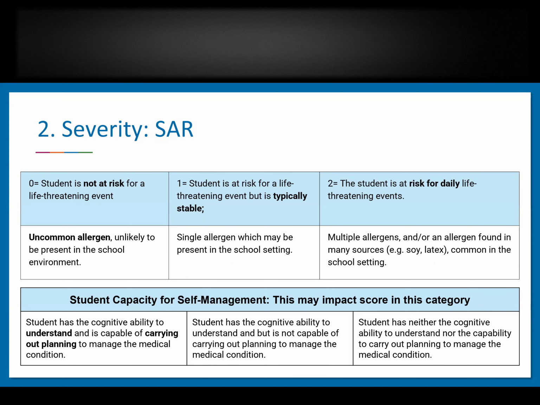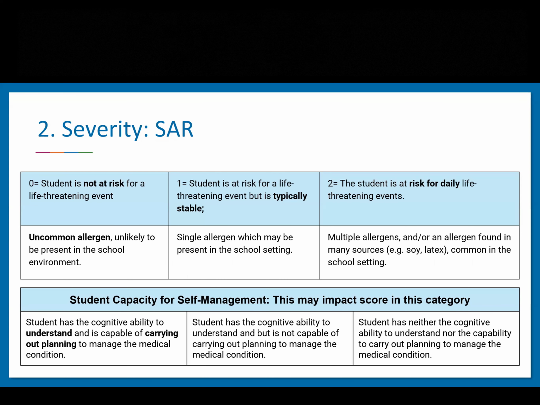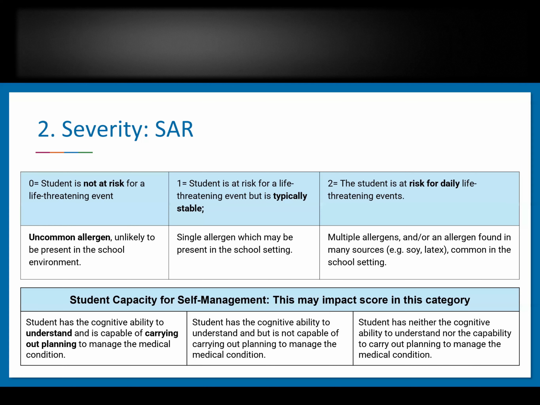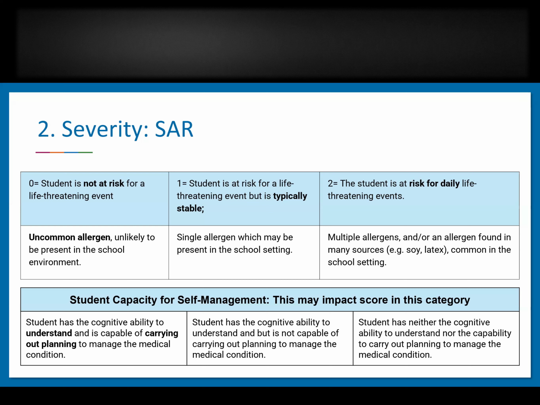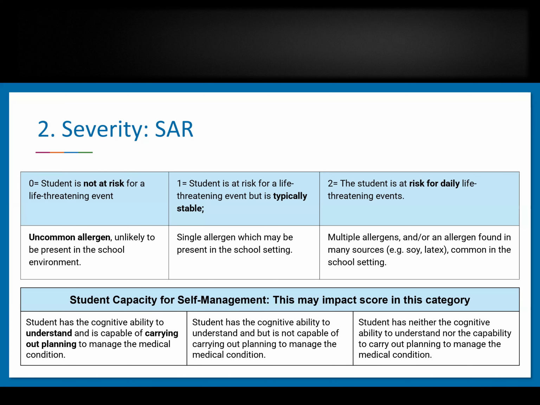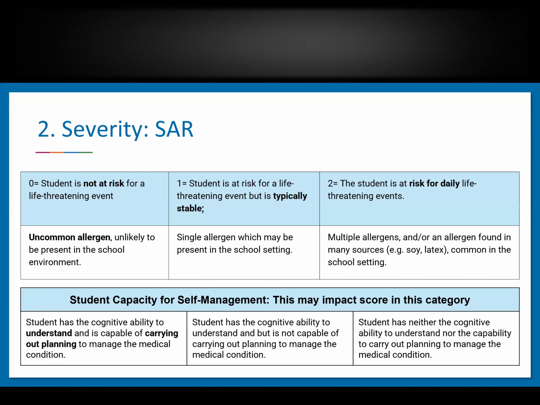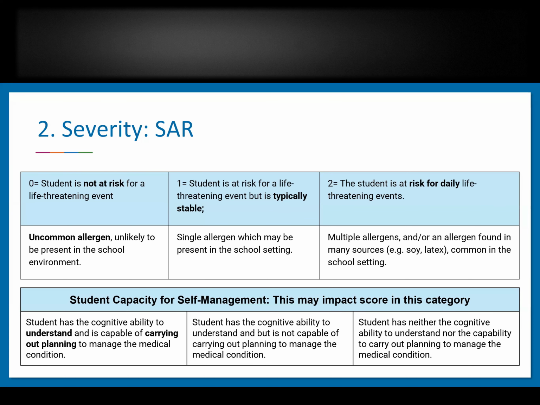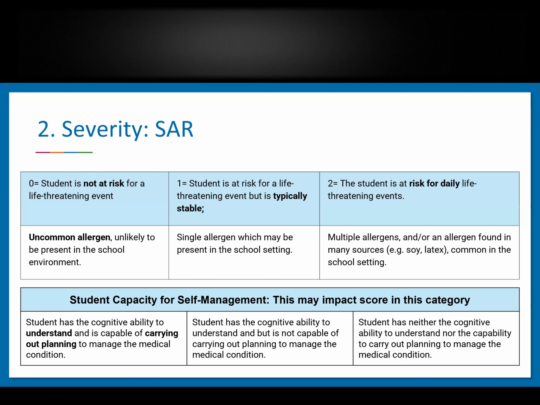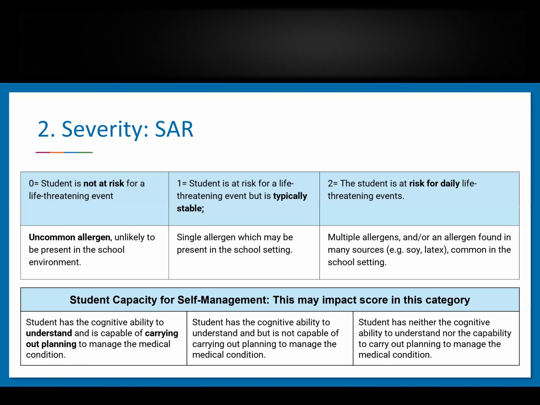Consider a student with severe allergic reaction. Exposure to allergen will cause anaphylaxis in the student, but not all students with a plan to manage severe allergic reaction will measure a 2 on this scale. The risk of an event at school varies due to several factors. The prevalence of allergen varies from an uncommon allergen unlikely to be present in the school environment, to a single allergen which may be present in select school settings, to multiple allergens and/or an allergen found in many sources such as soy or latex that is common in the school setting.